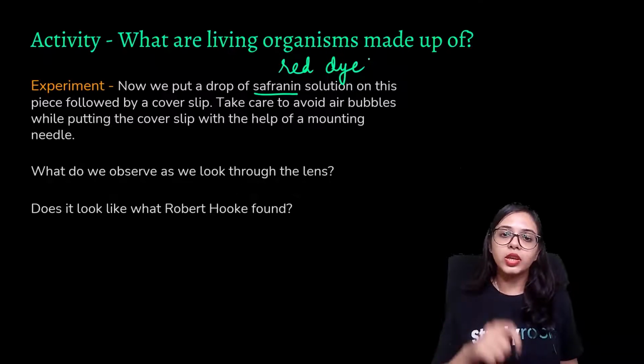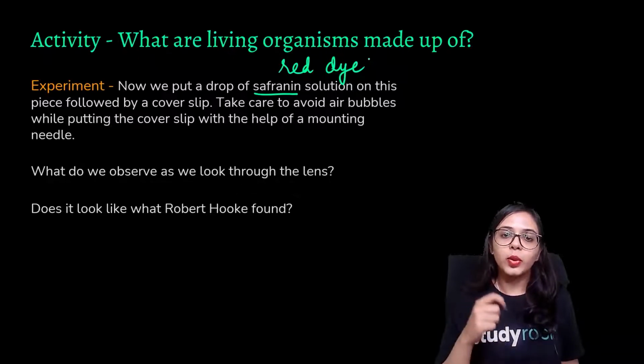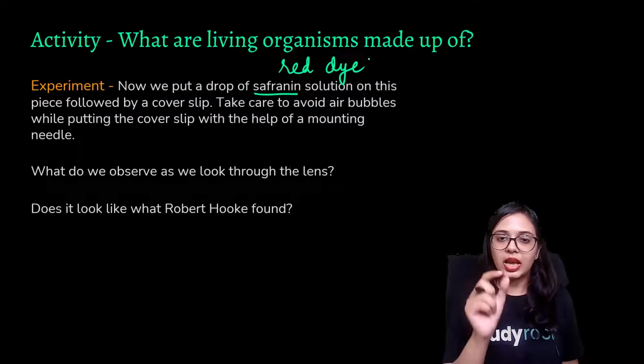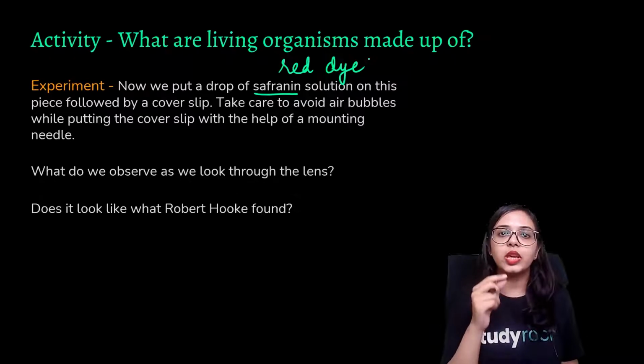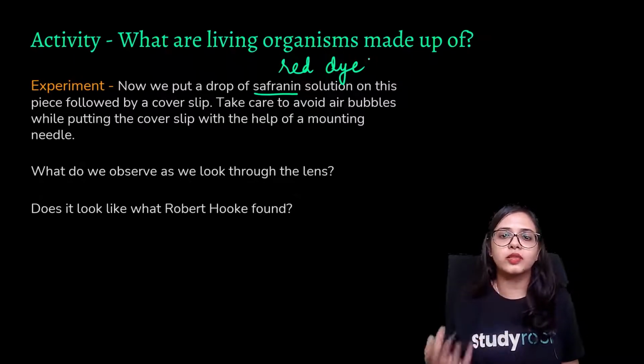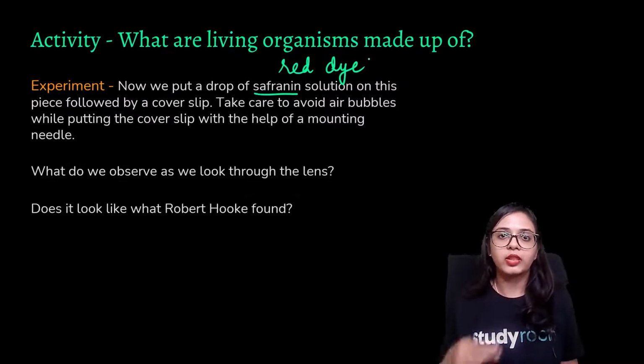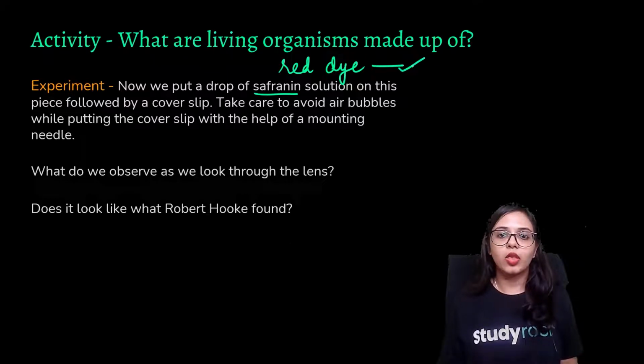We put the red dye on that onion layer so that when you observe it under the microscope, with the help of that red color, we will be able to see even the translucent structures that the onion is made up of. We have to take care that no air bubbles are trapped while putting on the cover slip, and then we mount it and look under the microscope.